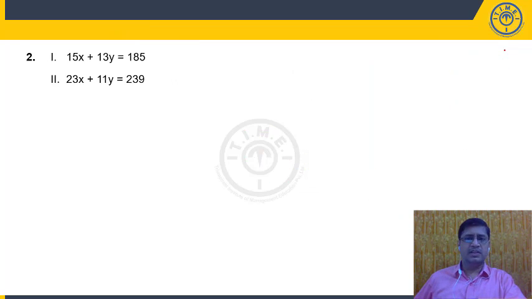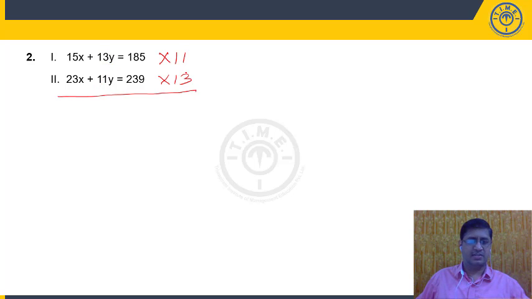Okay, now look at the second question. 15x + 13y = 185 and 23x + 11y = 239. My dear students, you can try this question using the elimination method or the substitution method, but I am going with the elimination method. First I will find the x value, then the y value. To find x, I am multiplying the first equation by 11 and the second equation by 13, to make the coefficient of y the same in both equations.